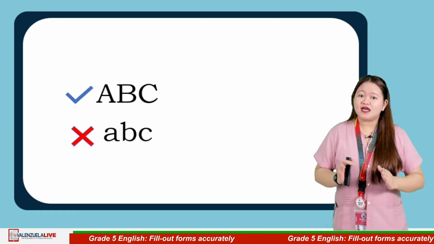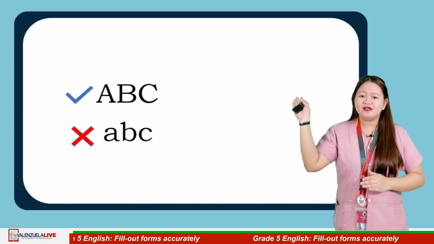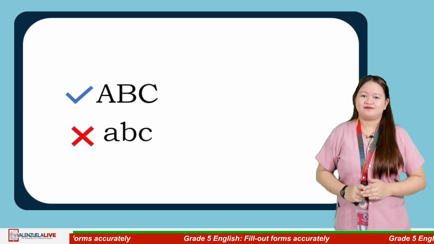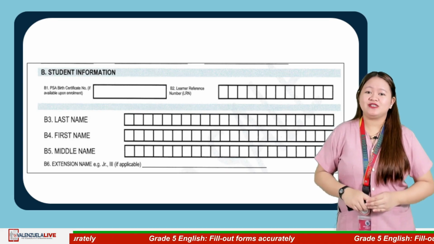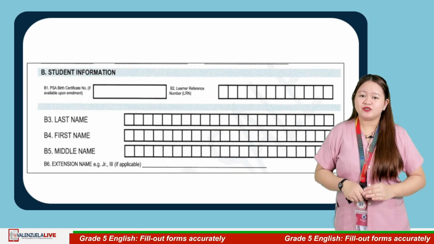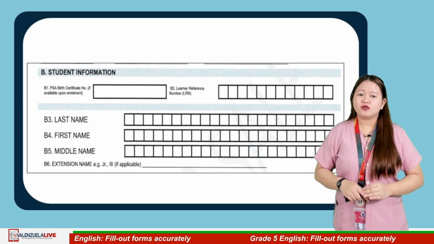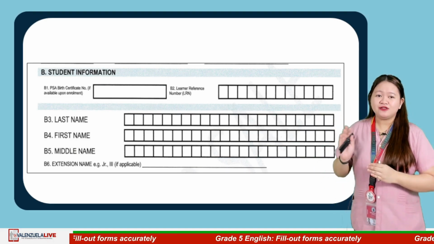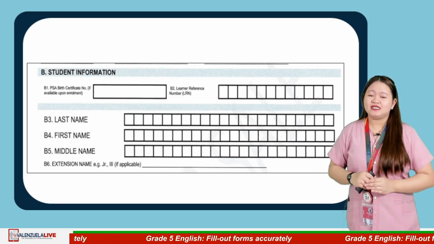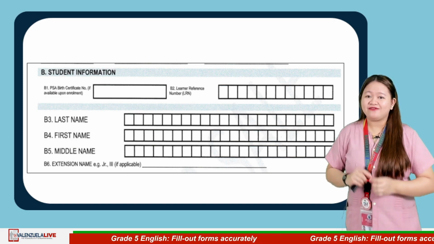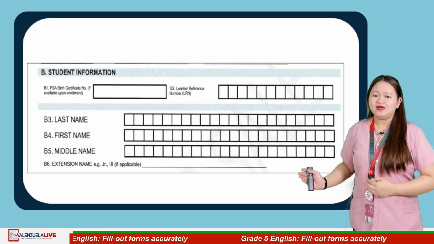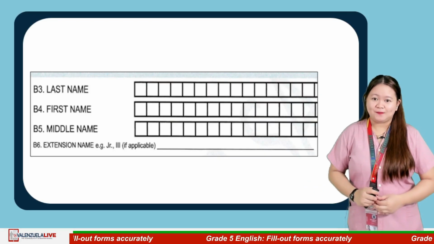So, it instructs us to use capital letters. So, we're going to use this. Let us answer the letter B. You need to put your PSA birth certificate number and also your reference or learner's reference number. On the next part of the form, you will see the name, wherein we have the last name, the first name and the middle name, and also the extension name.